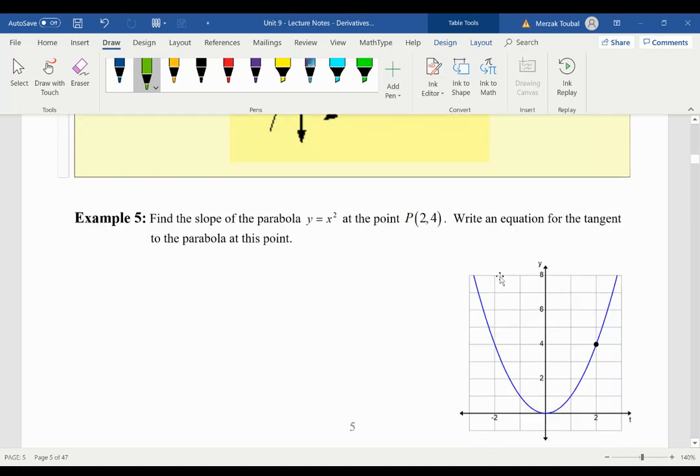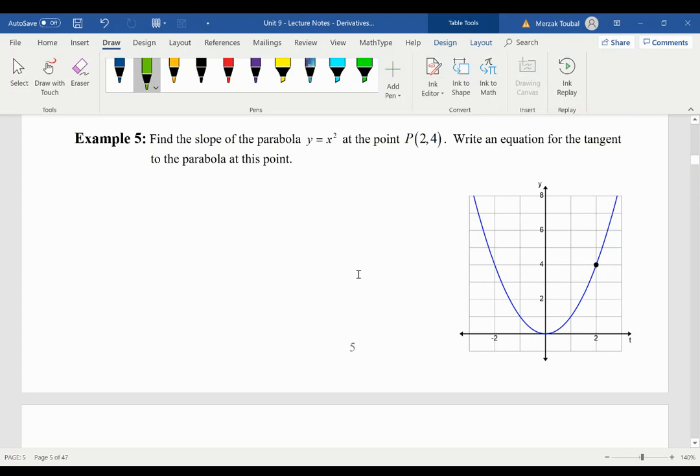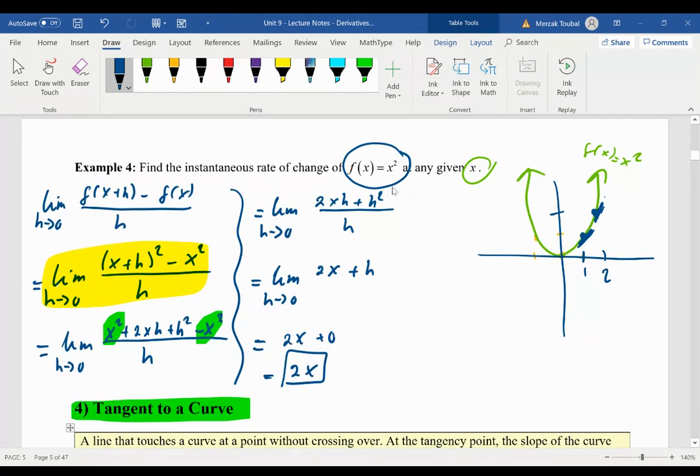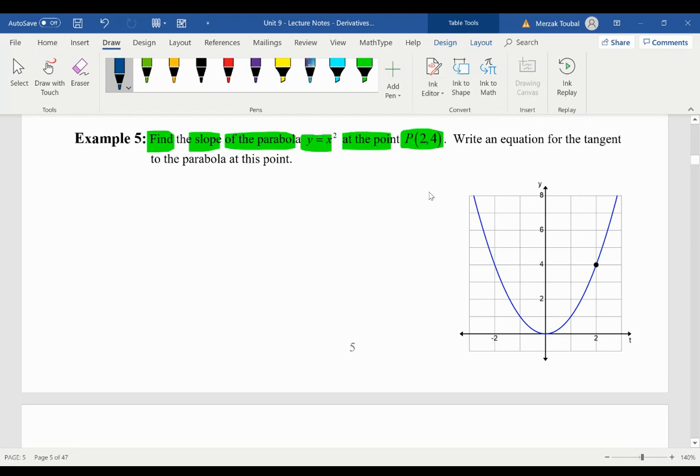So let's work on example 5. Example 5 says, find the slope of the parabola y equals x squared at the point (2, 4). Actually, we don't want to do the work, because in the previous example we have already found the instantaneous slope of the parabola x squared at any given point. Now, if we want it at this point, we can just use the formula.